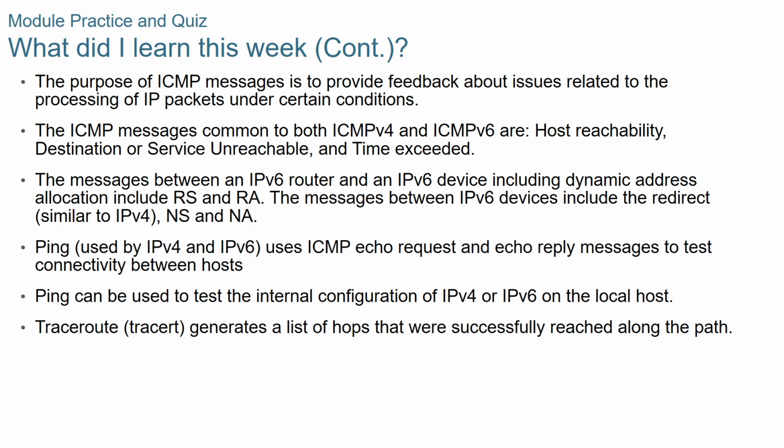The messages between IP version 6 devices include redirect, similar to IP version 4, and neighbor solicitation and neighbor advertisement. Ping, used by IP version 4 and IP version 6, uses ICMP echo request and echo reply messages to test connectivity between hosts. Ping can be used to test the internal configuration of IP version 4 and IP version 6 on the local host. Traceroute generates a list of hops that were successfully reached along the path.